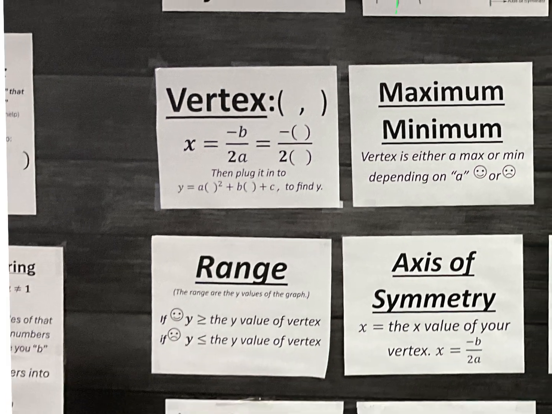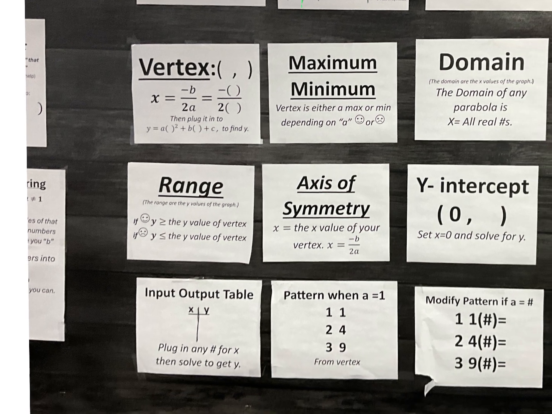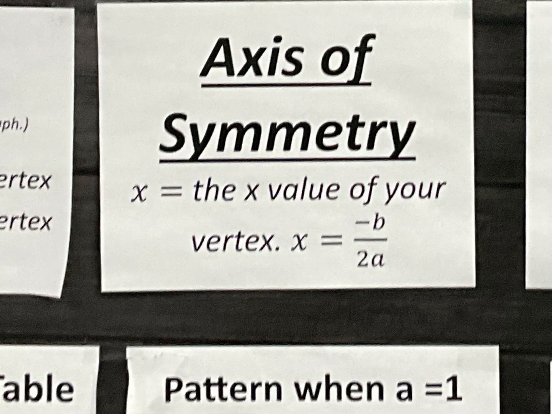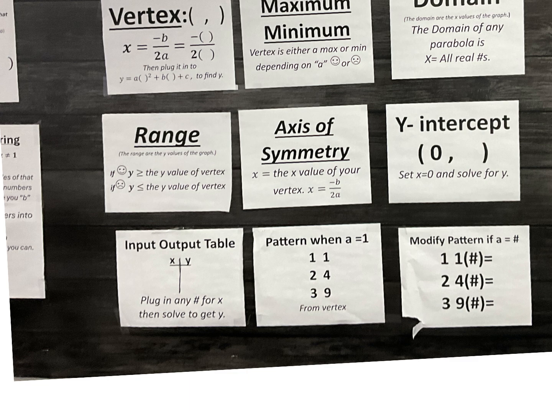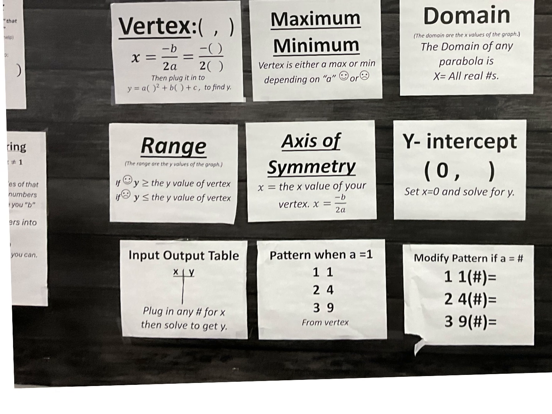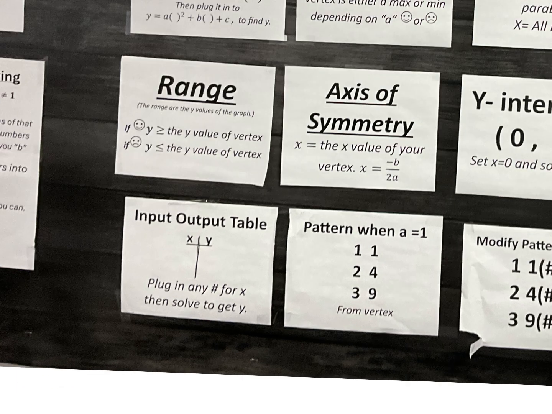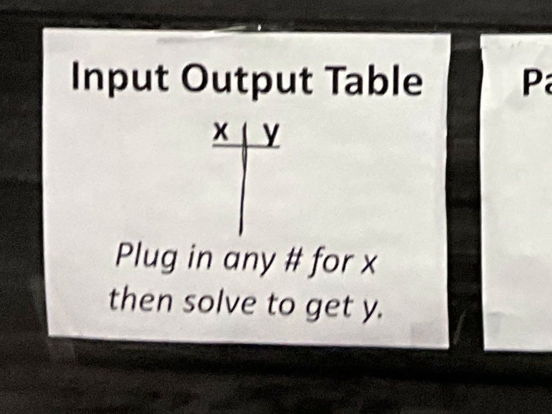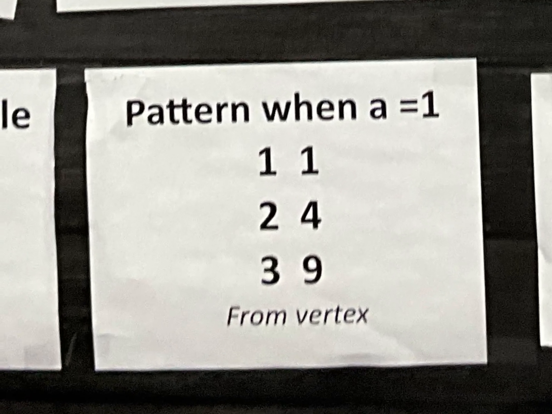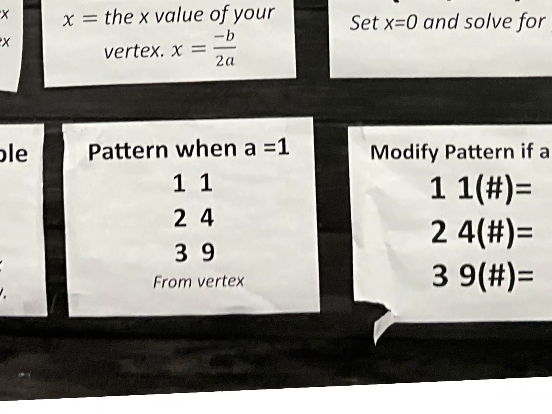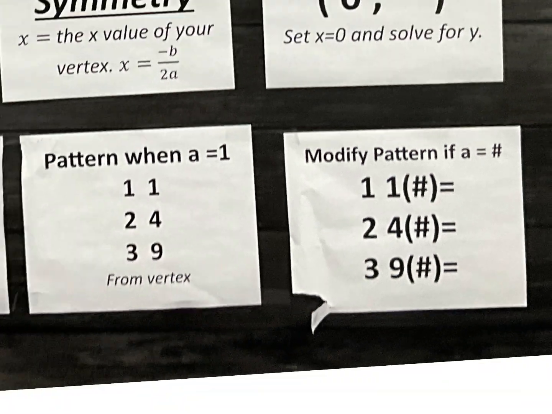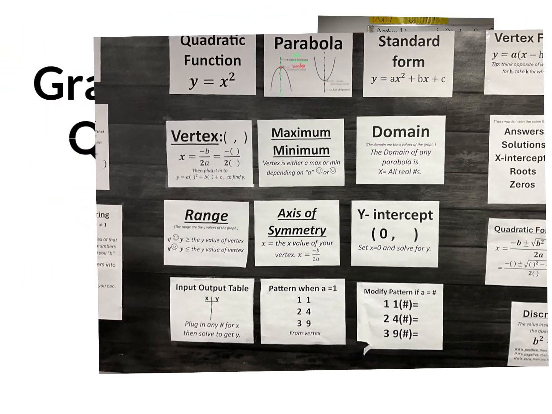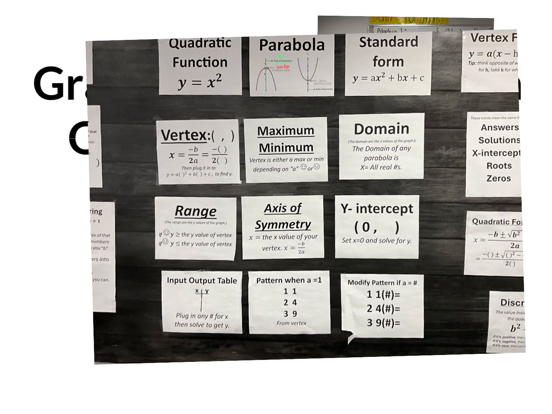And once you have that most important point, the vertex, then you'll be able to state your axis of symmetry, which is simply x equals the x value of your vertex, which is the same thing as the formula x equals -b over 2a. And once you have the vertex and the axis of symmetry, you could find more points by using an input-output table, right? By plugging in numbers for x and getting out answers for y. Or you could use the pattern when your a value is 1 from the vertex. Or you could also use the modified pattern, which we'll talk about later, okay? So this is all a review from before spring break.